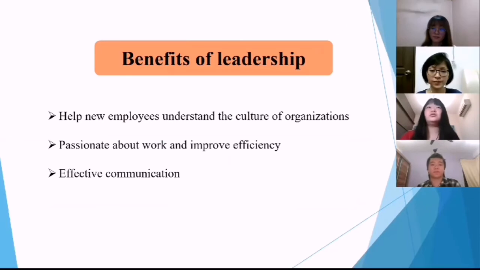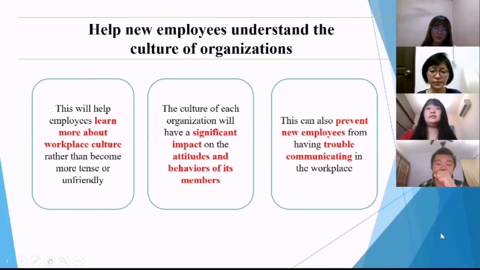Okay, I will continue with the benefits of leadership. There are 3 important aspects in this. Next. The first one is to help new employees understand the culture of organizations.